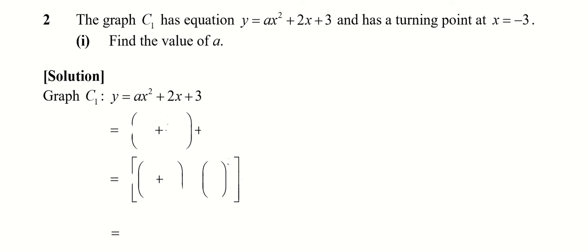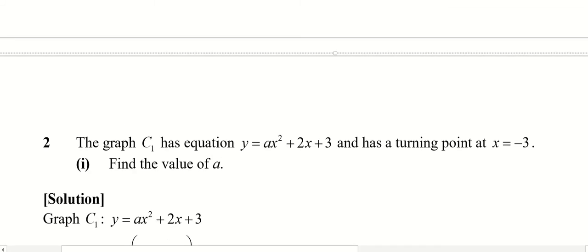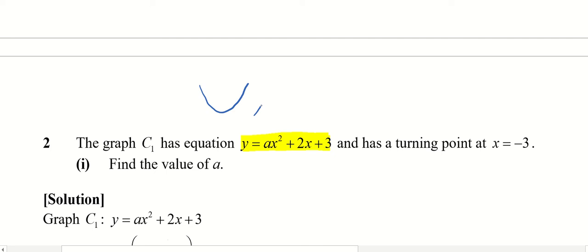Okay, so let's move on to question 2. You are given that equation. Let's take a look at this equation first. Realize that this is a quadratic equation, which means you know that it's either a happy graph or an unhappy graph. And it's stated that it has a turning point at x equals -3.